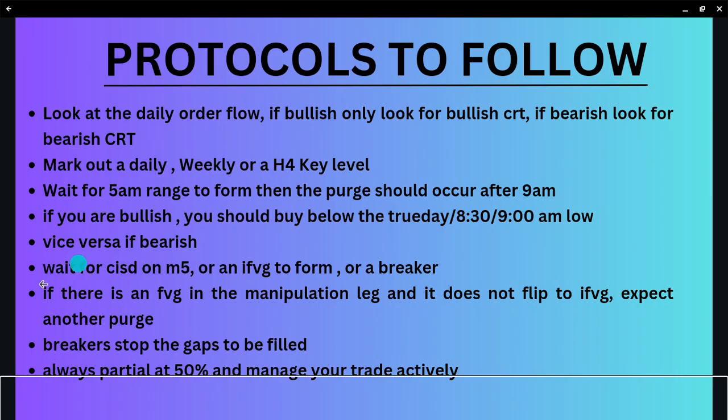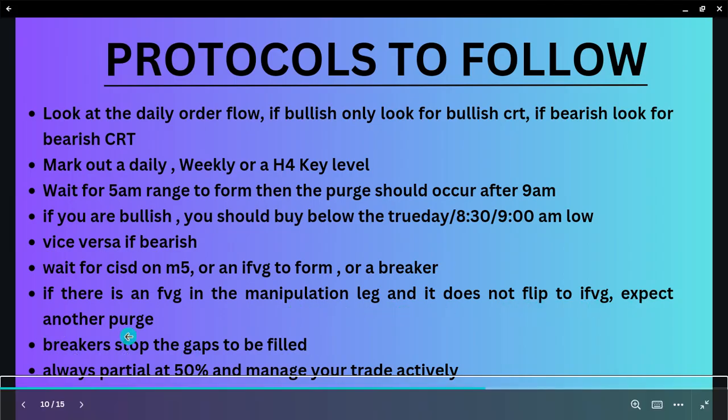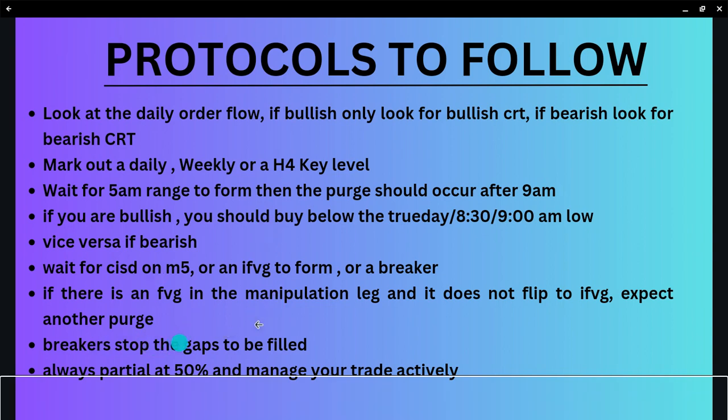If you're bearish, wait for CISD, meaning the change in the state of delivery on the 5-minute, or an IFVG to form or a breaker to form. And if there is an FVG in the manipulation leg, this is what I explained in the pictures before. If there is an FVG in the manipulation leg and it does not flip to an IFVG, expect another purge. And breakers also, they stop the gaps from being filled.